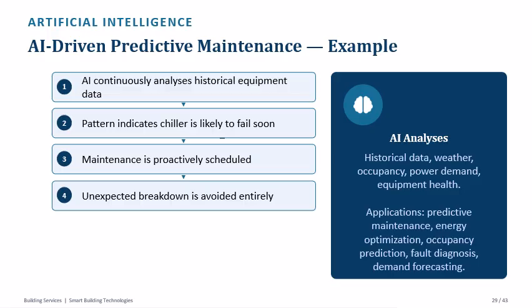It works like this: AI continuously analyzes the historical equipment data, and the pattern indicates the chiller is likely to fail soon, and the maintenance is proactively scheduled, and an unexpected breakdown is avoided entirely.